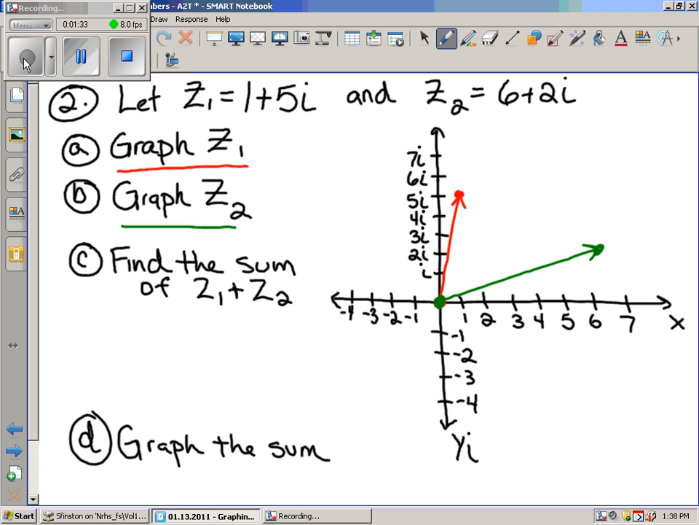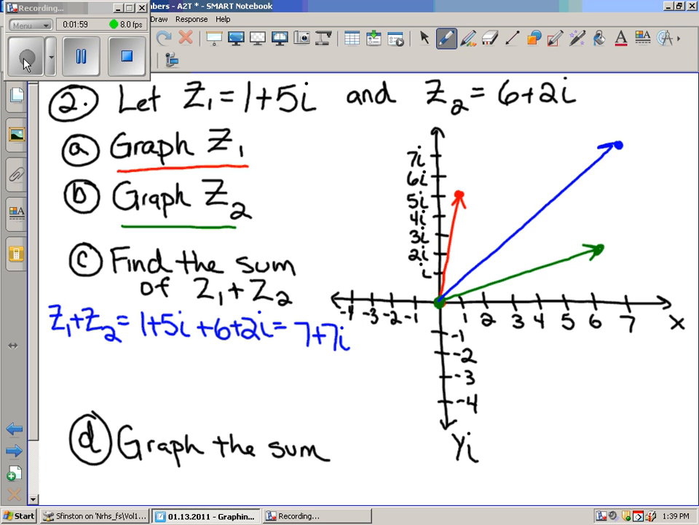Finally, let's find the sum. z1 plus z2 is 1 plus 5i plus 6 plus 2i, which equals 7 plus 7i. And then if you graph it, we go over 7, and then we go up 7, and there's the sum in blue. And what you can do is think of it as forces. The red force, almost as if you had a slingshot, right? One force acting on it from the left, one force acting on it from the right, and then your projectile traveling along this path.